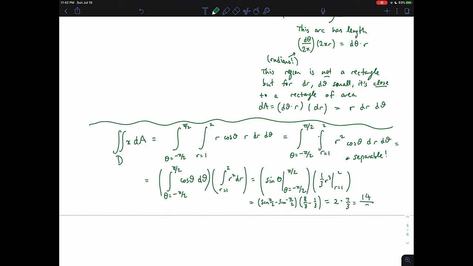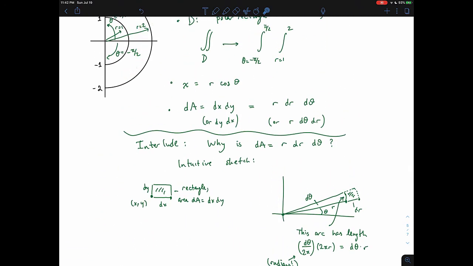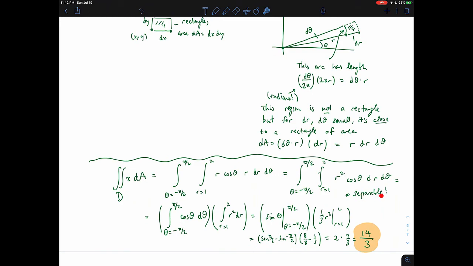It comes out to be 14/3. That's the same answer we got before with Cartesian coordinates with vertical or horizontal slicing. I think that in this example, the polar coordinates made the integral simpler. We had to remember something for dA, but as long as we remember that, for a domain shaped like this, the polar coordinates really simplified it and made it into a separable integral that was pretty easy to evaluate.